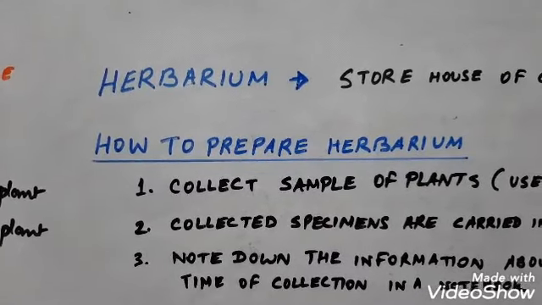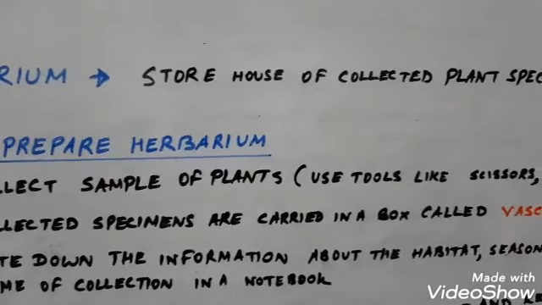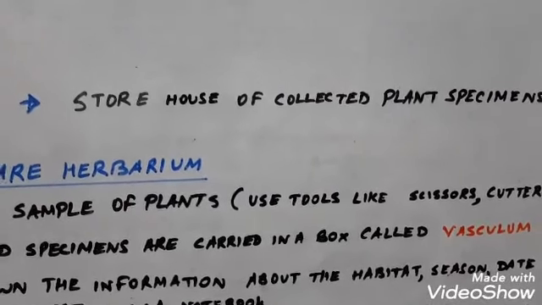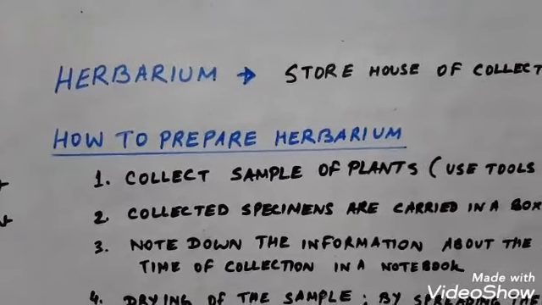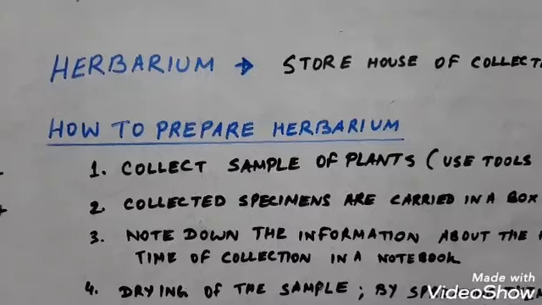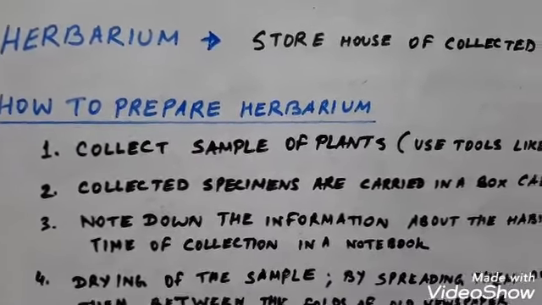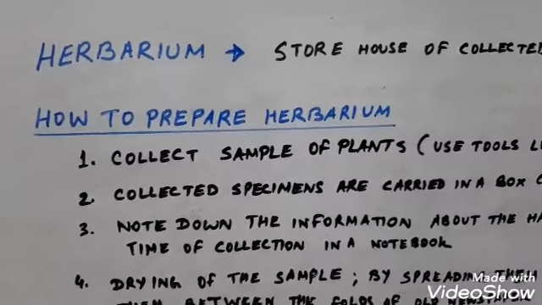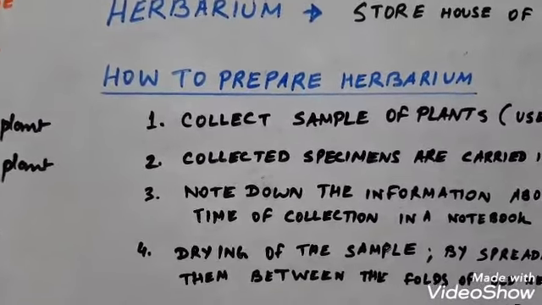Next comes the third point, what to do as the next step. You have to note down the information about the habitat of the plant, the season when you are uprooting the plant and preserving it, and the date and the time of collection in a separate notebook. Otherwise, you will forget afterwards when you are going to paste it on your herbarium sheet.